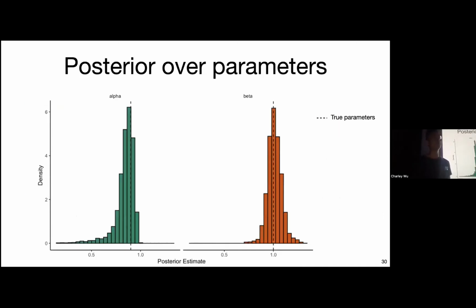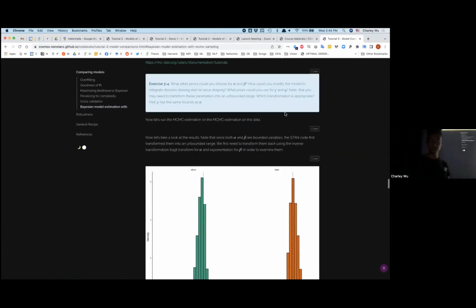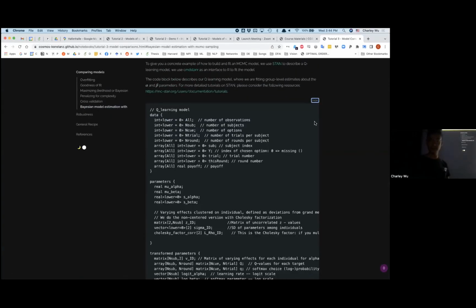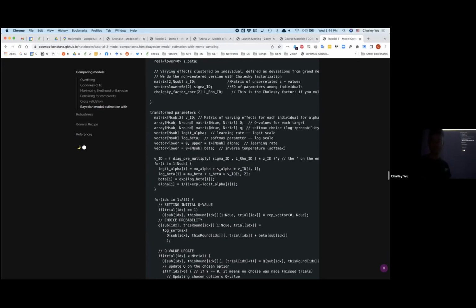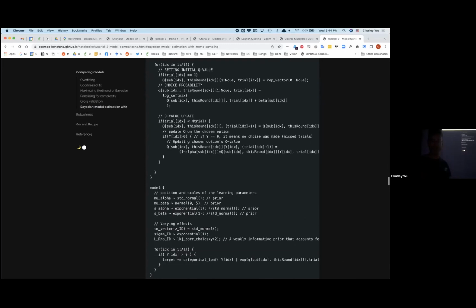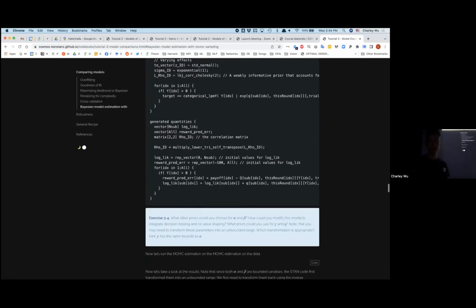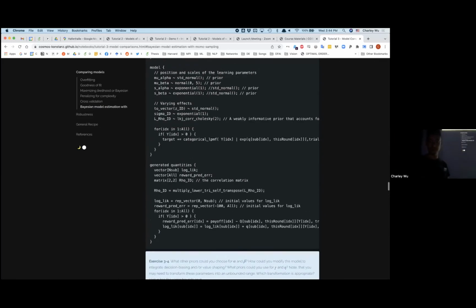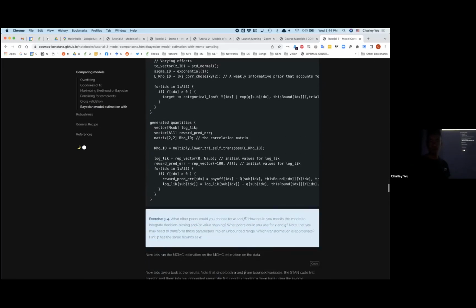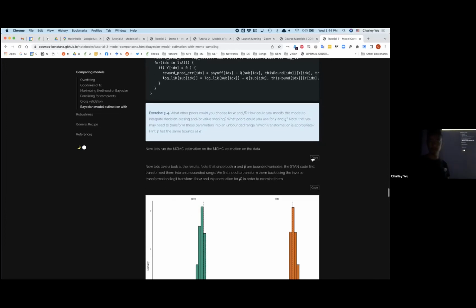In the code notebook, we have a tutorial. Maybe I'll show this very quickly. So we've coded up, for your viewing pleasure, the Q-learning model in Stan. It's also quite trivial to turn this into a value shaping model or decision biasing model, as we've shown previously. So this is what it looks like. You can feel free to use this code for your own work later.